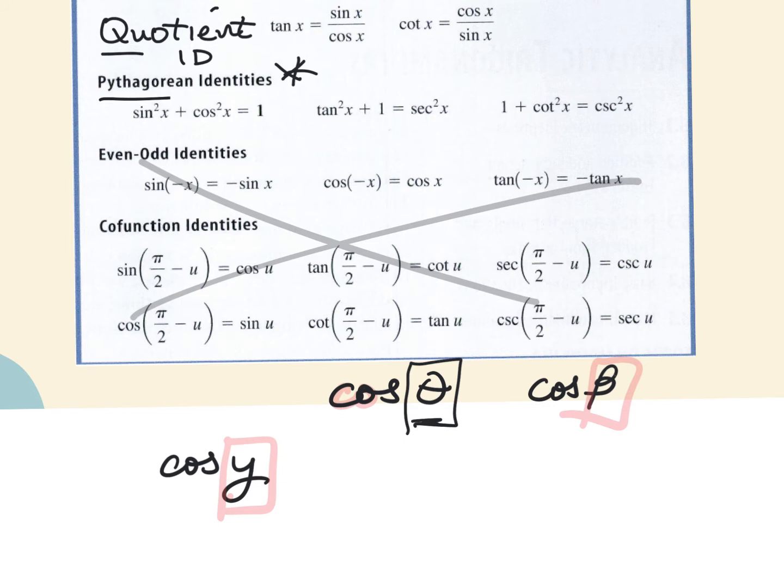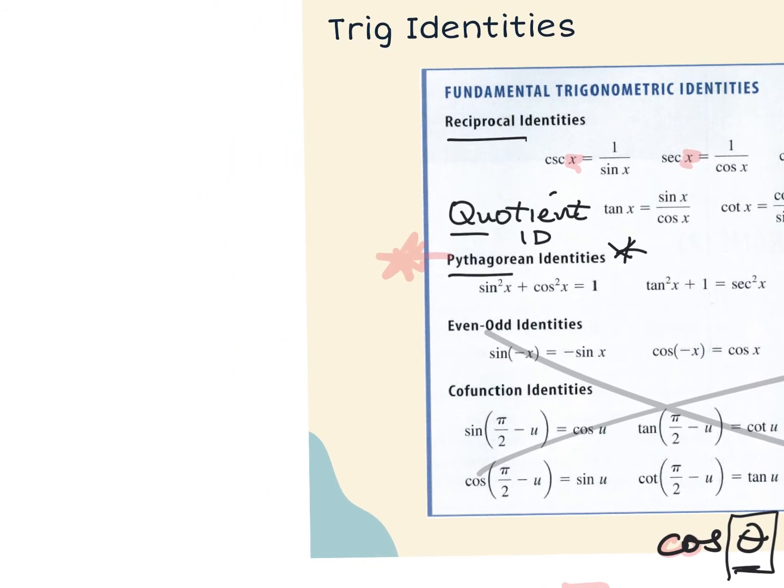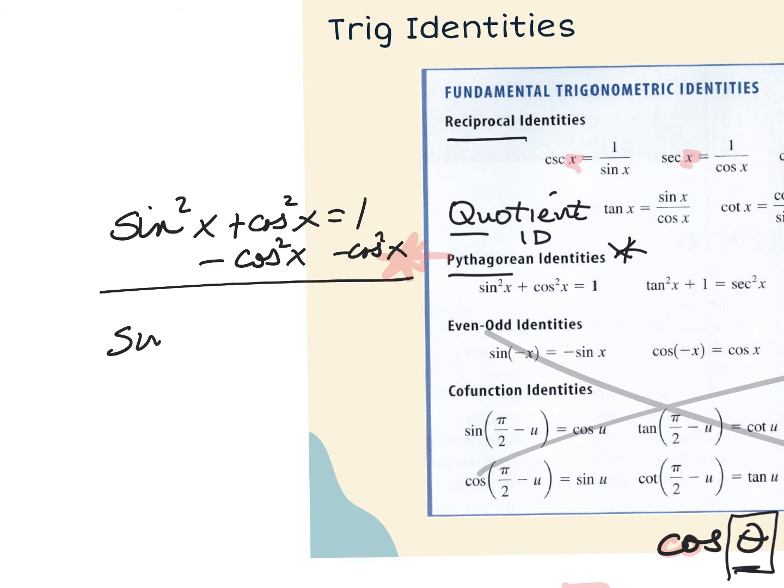Now, also one other thing you should be able to do, and I know we talked about this before, is to take these Pythagorean identities and rearrange them to any form. So, for example, if we take the first one, sine squared x plus cosine squared x equals 1, be able to solve this for either sine or cosine. So, for example, I could subtract the cosine squared x from both sides, and then I get sine squared x equals 1 minus cosine squared x. I can do the same thing and solve it for cosine.